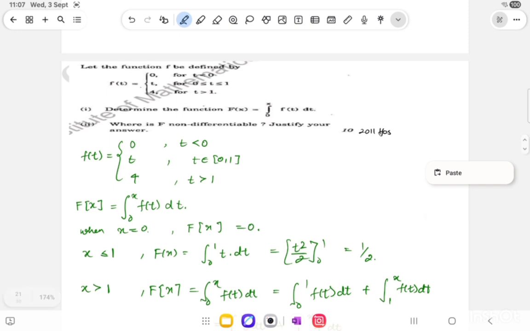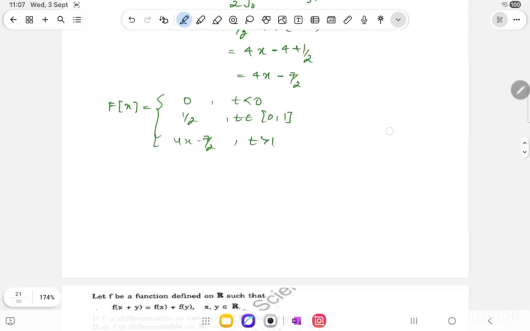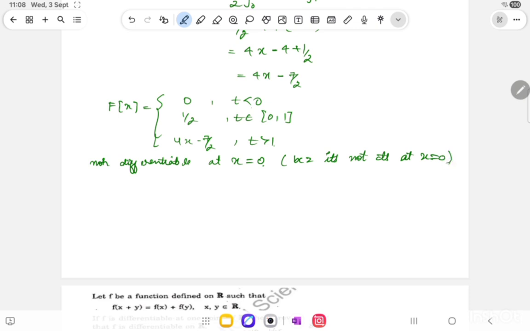And we are further asked where the capital F function is non-differentiable. So we are supposed to check its differentiability. If you see, you can clearly observe that the function capital F(x) is non-differentiable at x equals to 0 because it's not continuous there. So x equals to 0 is one point of discontinuity.